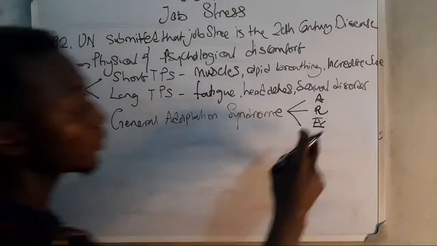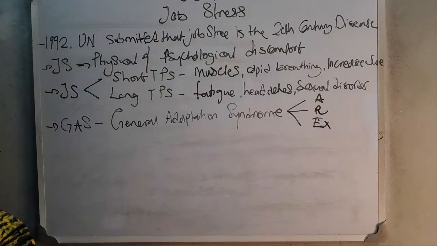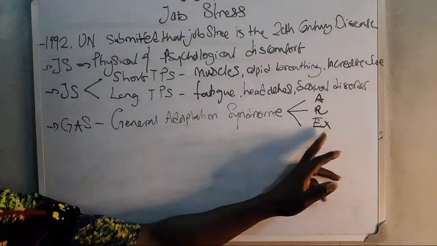Now, the alarm stage is when the body becomes aware of the stress. At this point, the body is aware of the stress. Then the resistance stage describes the phase whereby the individual's defense mechanism becomes active. Defense mechanism against stress becomes active at the resistance stage. And at the exhaustion stage, there is the collapse of the adaptive mechanism.